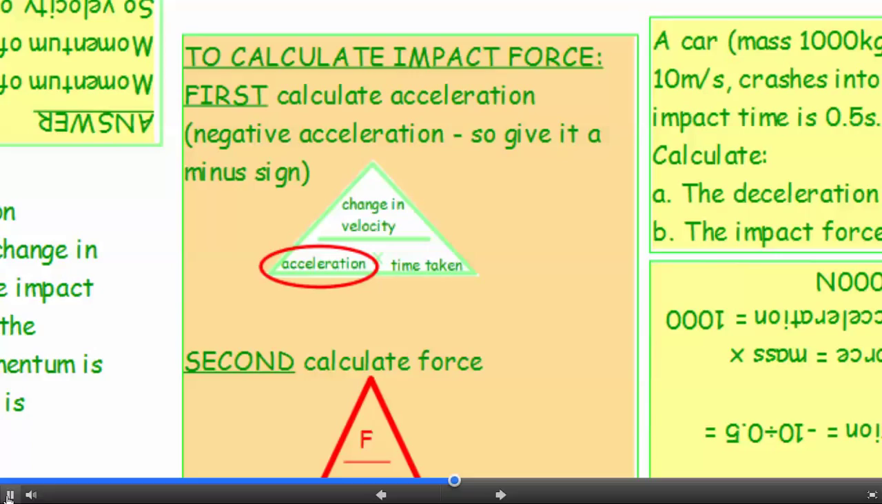And secondly, once we've got a, we can then calculate the force, F = ma, this triangle here. To calculate the force, you need to carry out a step first. You've got to calculate the acceleration. So the acceleration from the first calculation is needed for the second one.